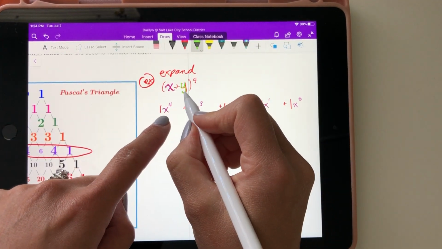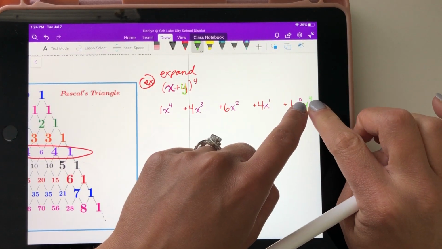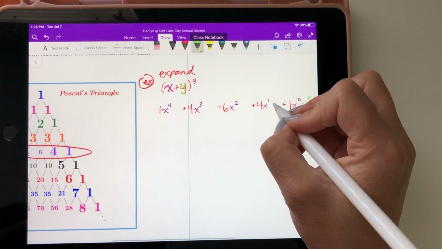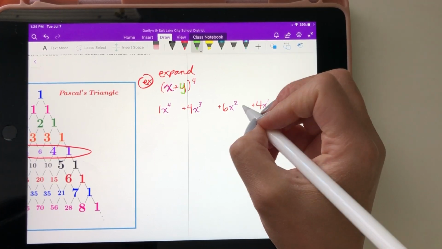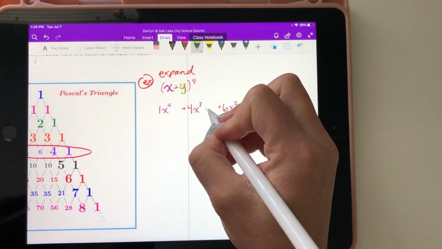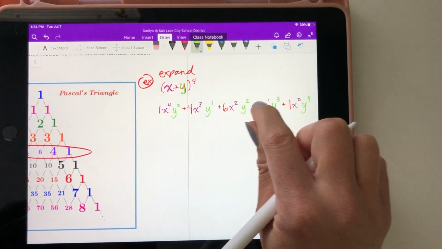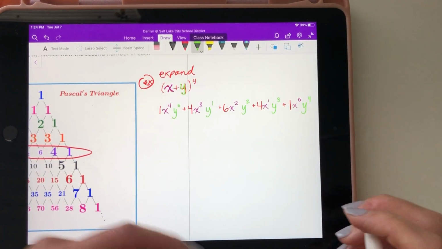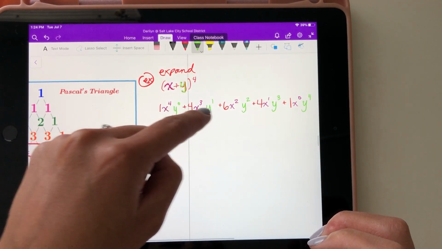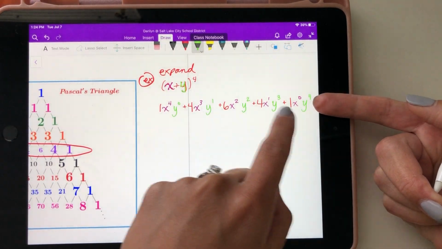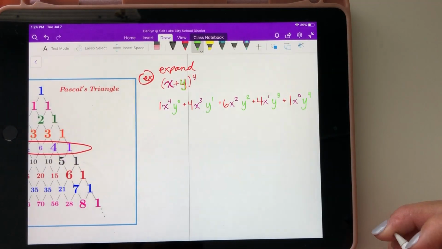So now I have y. I'm going to start here, y to the 4th. And notice 0 plus 4 is 4. Then I go descending, y to the 3rd. 3 plus 1 is 4. Y to the 2nd, y to the 1st, y to the 0. Notice the exponents are always going to add up to be 4. So if you start with the exponent 4 on one side, you have to start with the exponent of 4 on the other side, so they go that way.